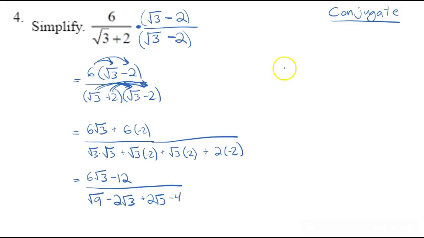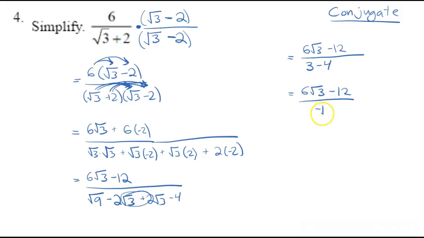So if we keep simplifying, I'll kind of write it up here to give us more space. We still have 6 square root of 3 minus 12 all over the square root of 9, which is 3. Now we have minus 2 square root of 3 plus 2 square root of 3. So that makes 0 there. So we have 3 minus 4 still. We're getting closer. We still have that numerator. And then what is 3 minus 4? Well, that's negative 1. Oh, that means we can even get closer because we know how to divide anything by negative 1. Divided by 1 would be itself. Divided by negative 1 changes its sign. So we get negative 6 root 3 plus 12. And there's our final answer. Remember, it all comes back to conjugate.